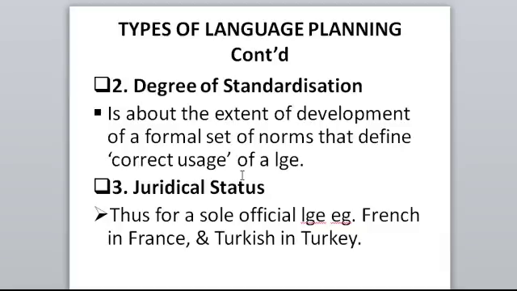For example, French as a language in France is the official language. Turkish as a language in Turkey is an official language. At a local level, we have English as an official language for Malawi. And so, you can provide as many examples as you can.